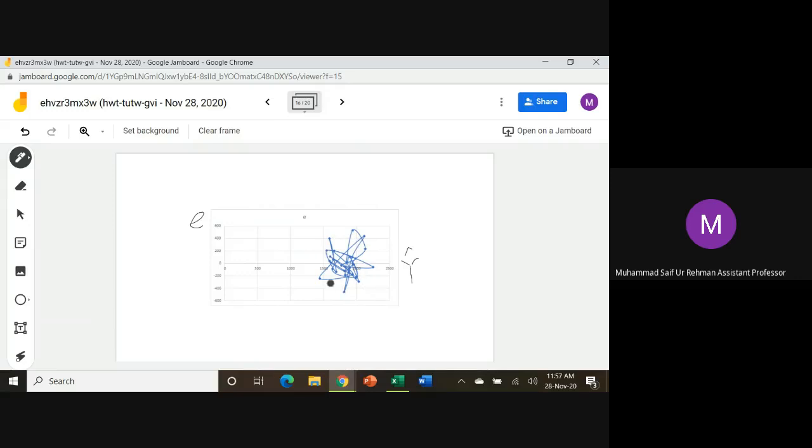There is no issue of heteroscedasticity. The assumption of homoscedasticity holds.